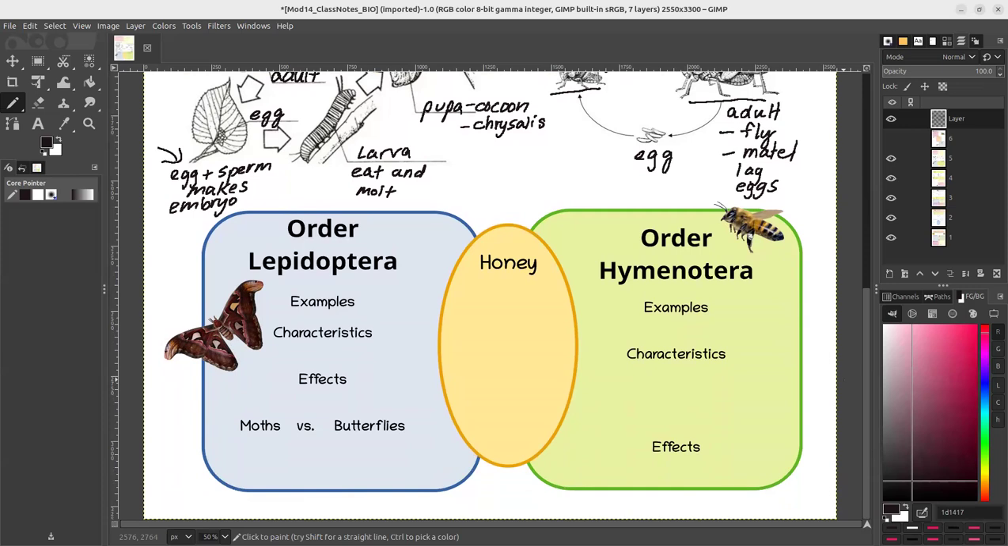So the first one is order Lepidoptera. The examples are the butterflies and the moths. And the characteristic that truly sets them apart is their scaled wings. Remember, those scaled wings are made of powdery scales. If you look at them under a microscope, you'll see very tiny translucent scales. The effects of the order Lepidoptera is they are very beautiful, but the larvae are often very destructive.